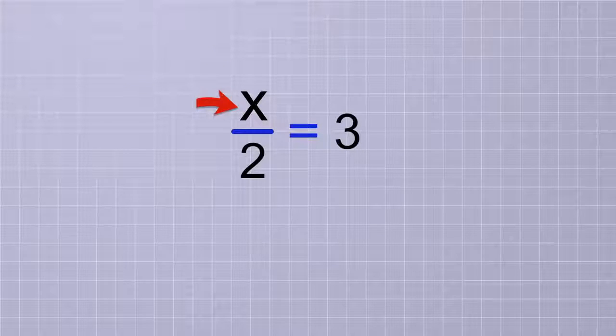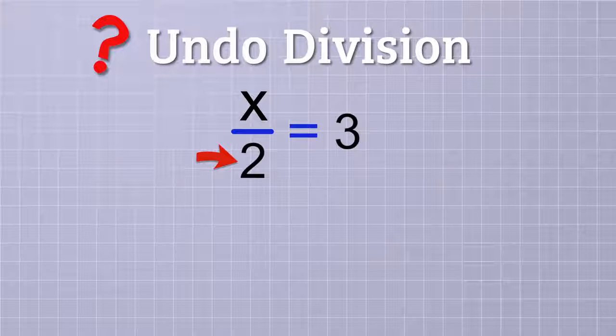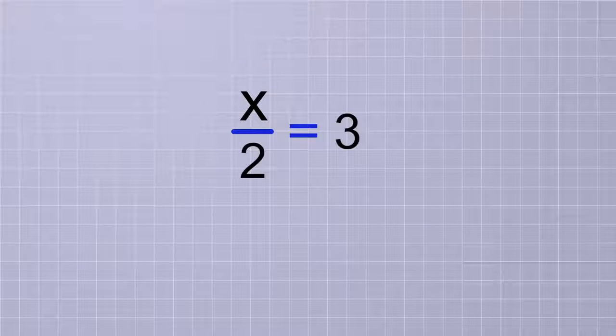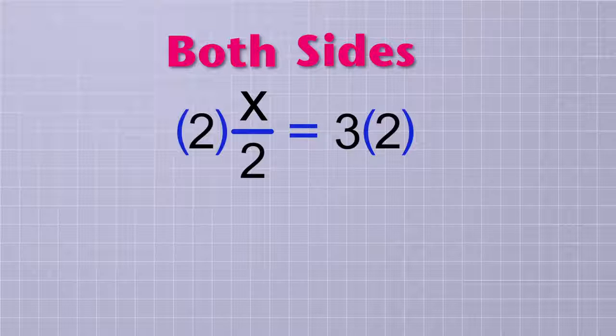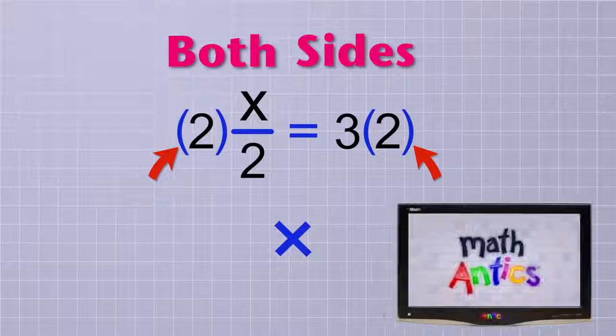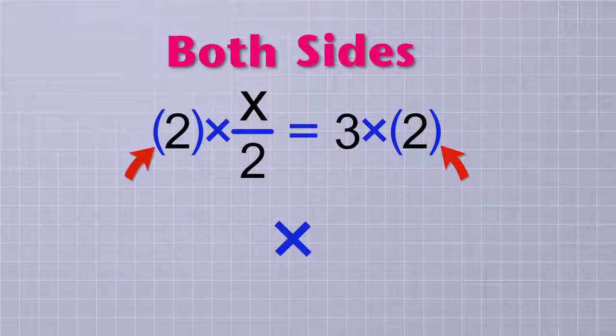We can see that the unknown is not by itself because it's being divided by 2. How can we get rid of or undo that division? Yep, we can undo division with multiplication. So we need to multiply both sides of the equation by 2. Instead of writing the multiplication sign, I'm using the parentheses notation that we learned about in the video called What is Algebra? Remember, the multiplication is just implied.